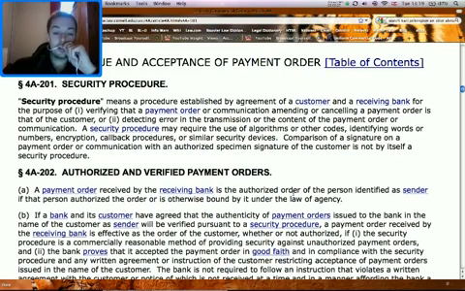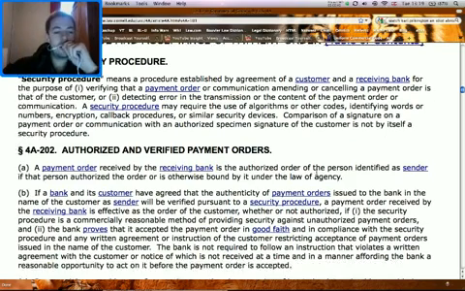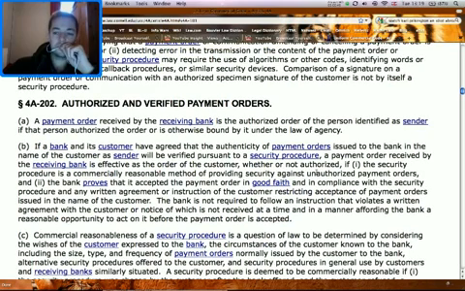A security procedure may require the use of algorithms or other codes, identifying words or numbers, encryption, callback procedures, or similar security devices. Comparison of a signature on a payment order or communication with an authorized specimen signature of the customer is not by itself a security procedure.